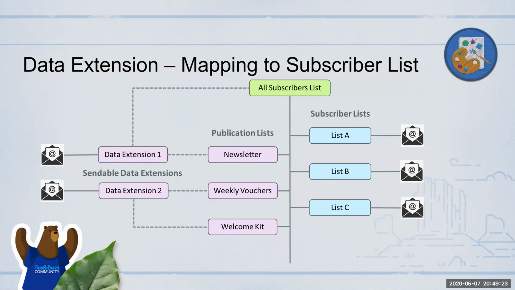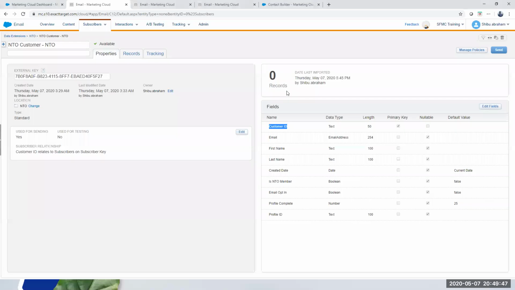Hey Shibu. Yes, Ujjwal, can you show us how? There have been occasions when I have created a one-time use data extension to send some kind of notification, and I think I have not seen the option to relate the data extension with some publication list. Okay, so let me just show you that, one second.